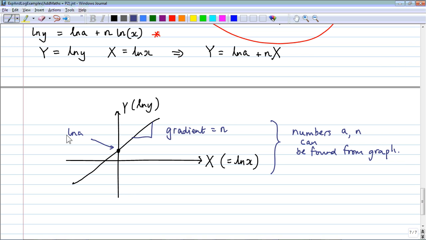We can find A because we can find ln A, and then to find A, that's just simply e to the power of ln A by definition, because ln and e to the x are inverse functions. And n can be found as the change in capital Y over the change in capital X, using the method that you should be well familiar with, how to find the gradient. Now remember, we don't actually have this exact line. What we have is some data.